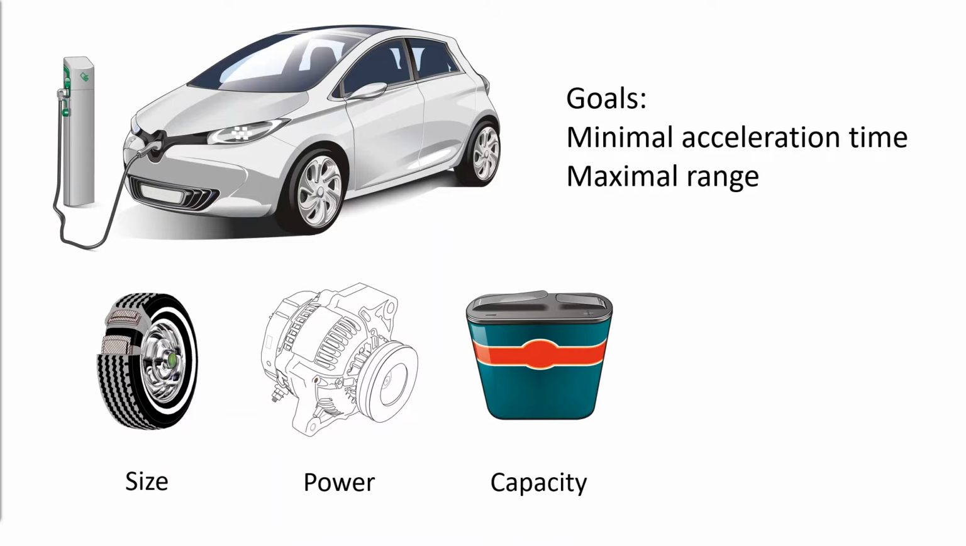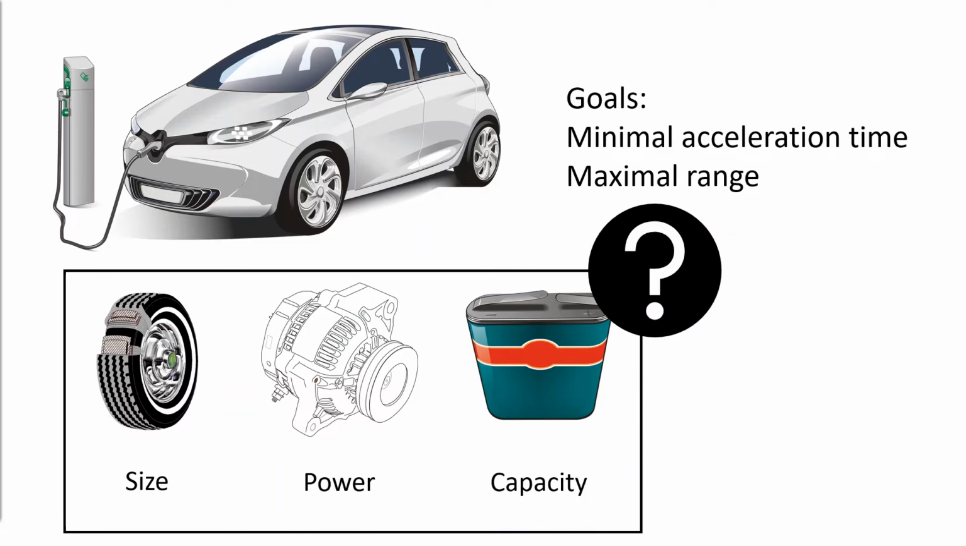As you can imagine, there isn't only one perfect solution to this problem. By extending the range of the car, for example, a bigger battery is needed, which adds extra weight. Therefore, the acceleration time to get from 0 to 100 increases. But how can we now find our best solutions for our problems? NSGA-II helps to find these.